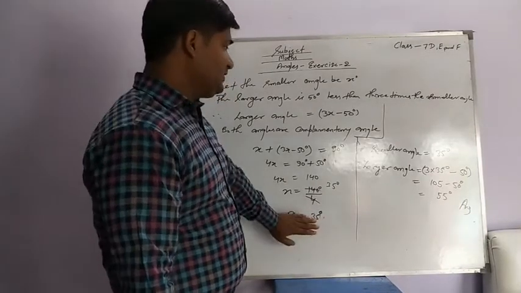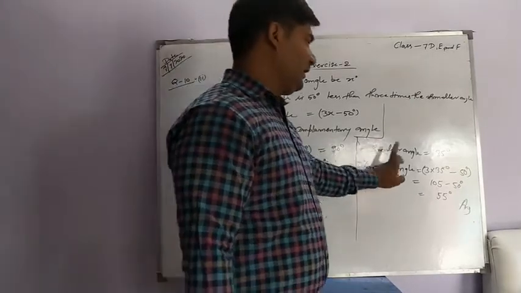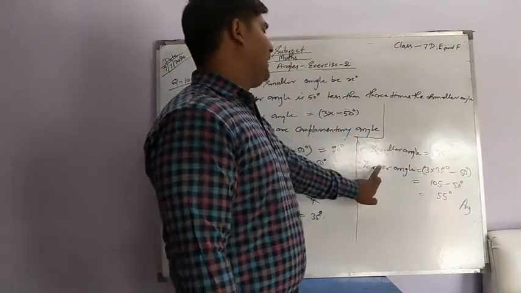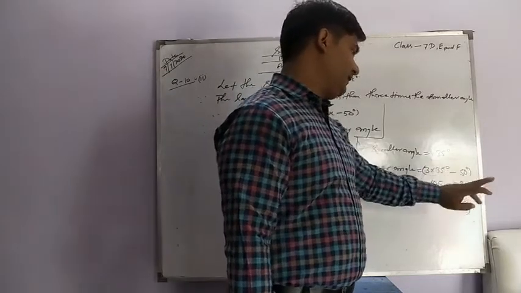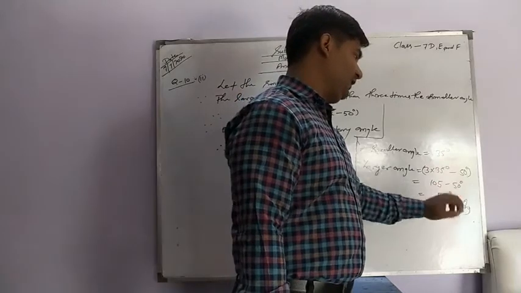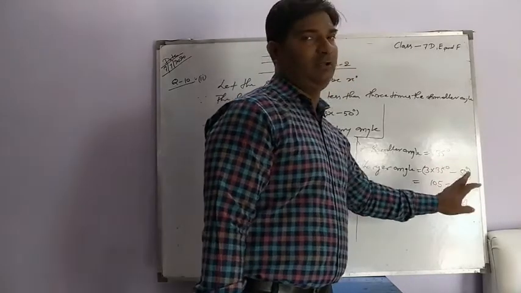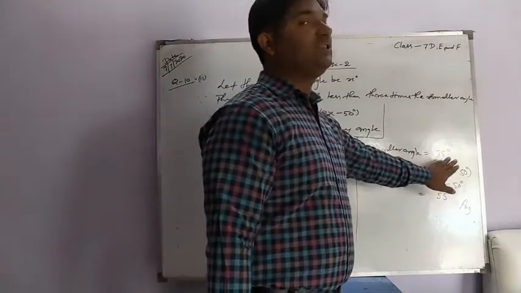Now this is our smaller angle. So we are going to find the larger one. So the smaller angle is 35 degree and the larger angle is 3 times that minus 50, so 3 into 35 minus 50 degree. When we simplify this one, it is 105 minus 50 is equal to 55 degree. So our larger angle is 55 degree and the smaller angle is 35 degree.